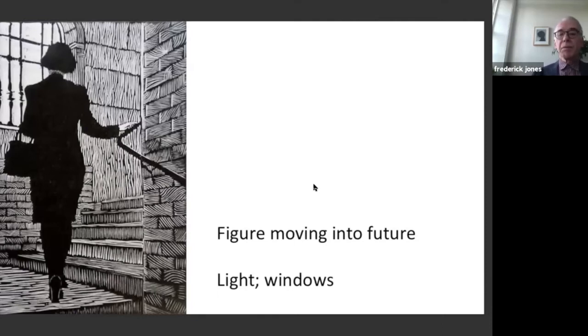Here we've got a figure moving forwards, seen from behind, and for me, that always, or very often suggests the figure is moving into the future. The figure is facing the same way that you are facing as you look at the figure. And that is why the figure is metaphorically moving into the future.